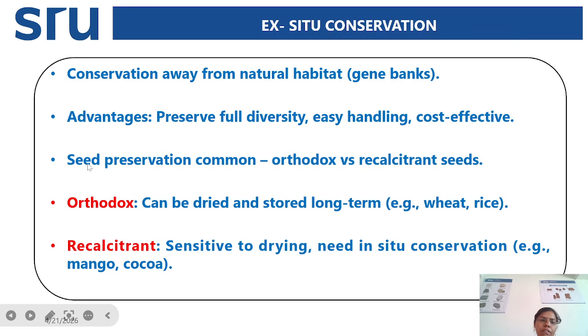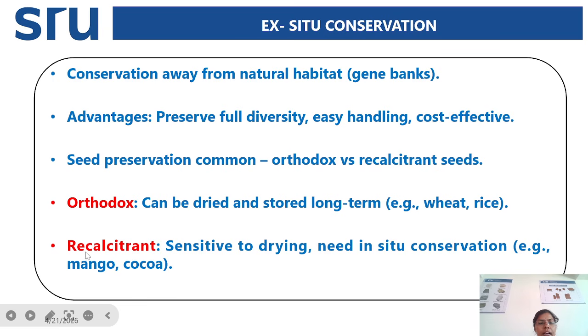For seed conservation, based on storability, the seeds are of two types: orthodox seeds and recalcitrant seeds. First we will discuss the orthodox seeds. Orthodox seeds are those that, if dried to less than 5% moisture content, will mostly remain viable, and they can be stored up to 100 years. Mostly orthodox seeds include field crops, for example wheat and rice.